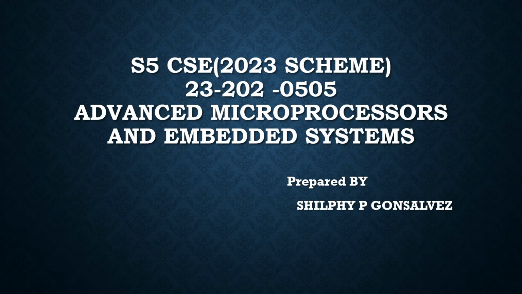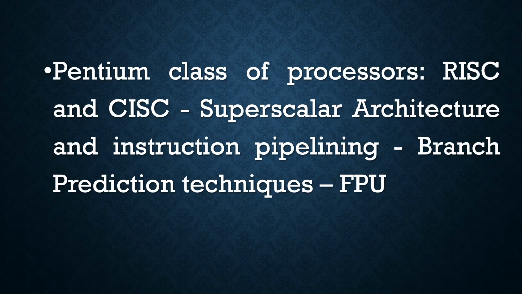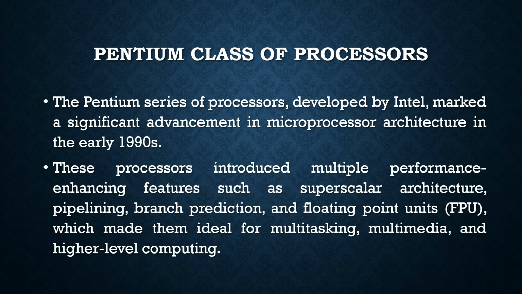Dear students, today we are going to see the second half of the first module based on our syllabus. So let's go deeper into the syllabus. As you can see, we need to study the Pentium class of processors, RISC and CISC processor architectures, then superscalar architecture and instruction pipelining, also branch prediction techniques and FPUs. Coming to the first topic, Pentium class of processors.